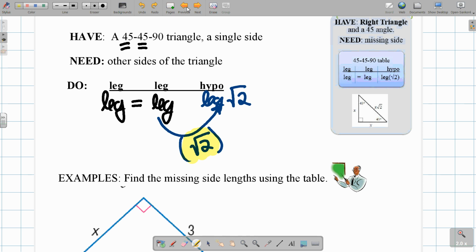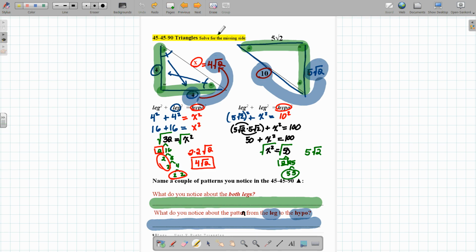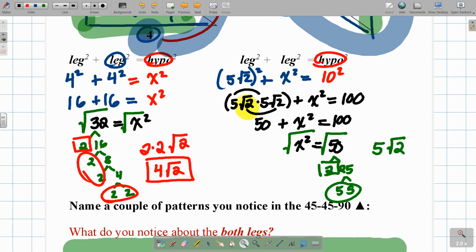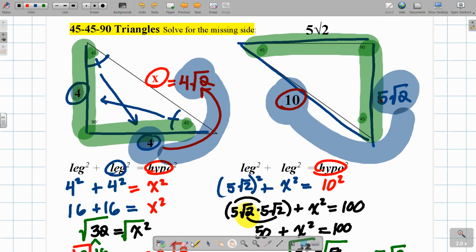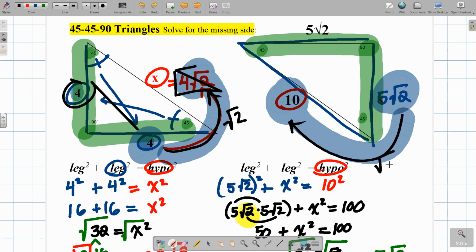So what you should have noticed here is that the legs were equal. Legs are obviously equal. To get to the hypo, you simply times by root 2. So 4 times root 2 is 4 root 2. 5 times root 2. Now you can see why we did all that radical stuff. 5 root 2 times root 2 is 10.